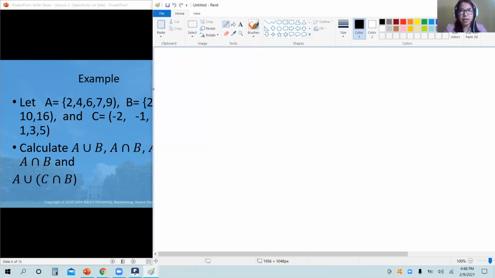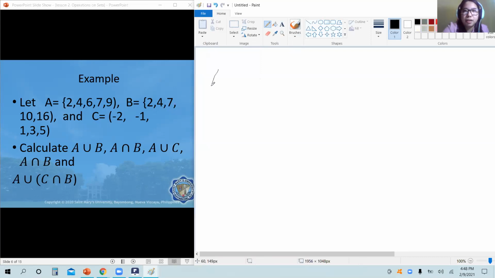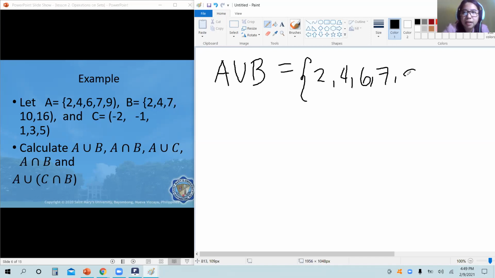What is A union B? A union B is equal to, if we look at the values 2, 4, 6, 7, 9, for union we are going to combine the elements of A and the elements of B. So we simply copy 2, 4, 6, 7, 9, 10, and 16. This is our A union B.